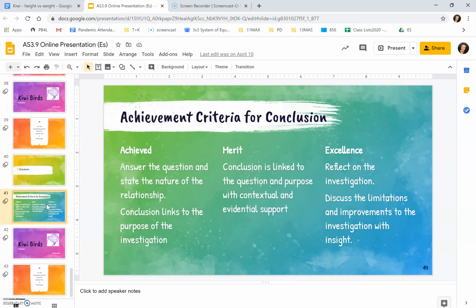For merit, the conclusions link to the question and purpose with contextual and evidential support. So this means you've got your research to back up the comments that you're saying in context. For excellence, you do both of those, but you also reflect on the investigation and discuss the limitations and any improvements to the investigation with insight.